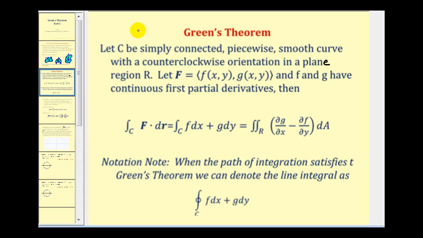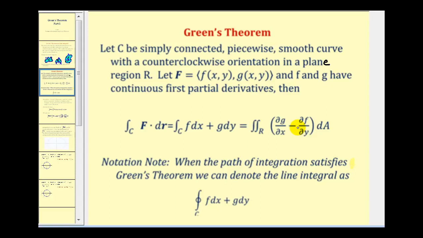If C is a simply connected, piecewise smooth curve with a counterclockwise orientation in a plane region R, and our vector field with components f and g have continuous first partial derivatives, then the line integral, written here as f dotted with dr, or in differential form, is equal to the double integral over the region of the partial derivative of g with respect to x minus the partial derivative of f with respect to y dA.